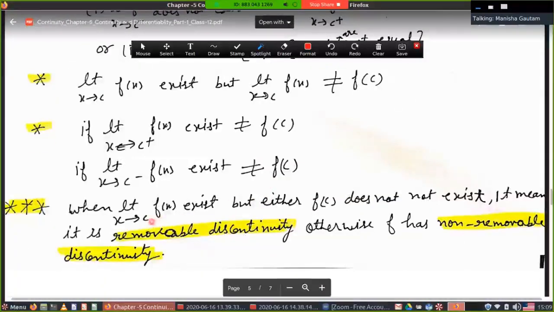When the limit as x tends to c of f(x) exists but f of c does not exist, it means it is a removable discontinuity. There are two types of discontinuities, one which can be removed and one which cannot be removed. Here I have told you the limit as x tends to c of f(x) exists, but the value of f of c does not exist. It means this is a removable discontinuity. Otherwise, in other cases, you will say the discontinuity is a non-removable discontinuity. Okay.